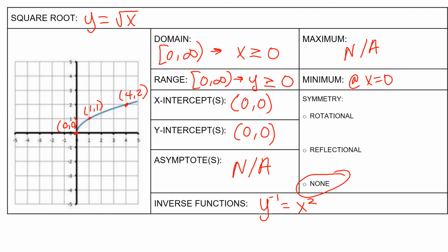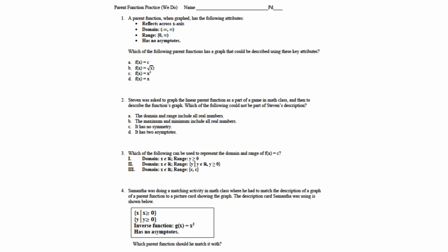The inverse equals x squared, because the opposite of squaring something is to take the square root, and the opposite of square rooting something is to square it. How do we feel? Good about the attributes? Pretty straightforward? Cool. All right, so we're going to go to practice.